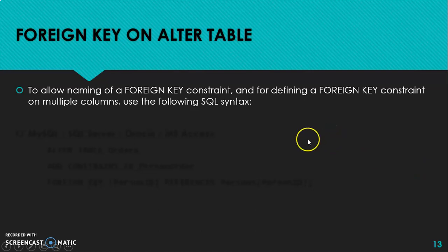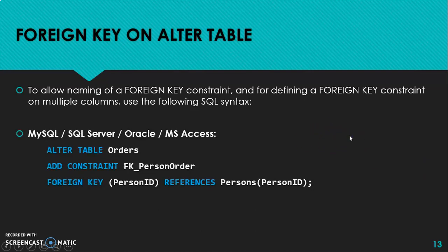Again, using the naming constraint, or the constraint form, you can write alter table orders, add constraint, the constraint name, that is fk person order, that is foreign key between person and order, foreign key, then the person ID, this column is referred as a foreign key which references persons, person ID. So this person ID is of the table persons. So using alter table, we can either directly add a foreign key or add a constraint for a foreign key.